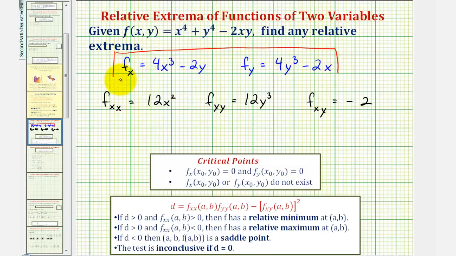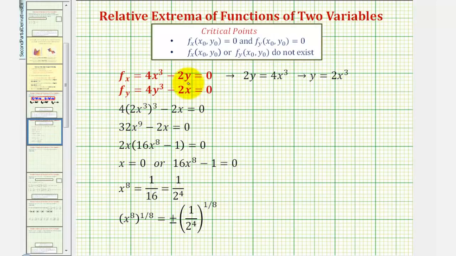To set these equal to 0 and solve as a system, it's pretty messy, so I did set some of this up ahead of time. So let's take a look. So here are the first order partials set equal to 0. We need to solve this as a system, so we'll use the substitution method.